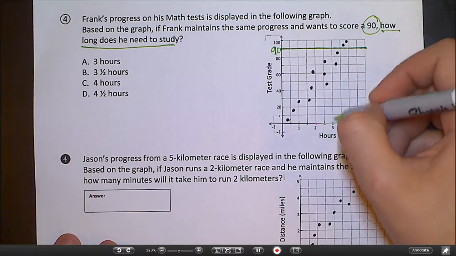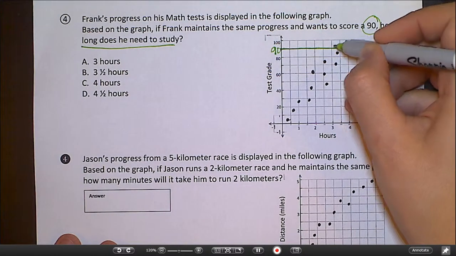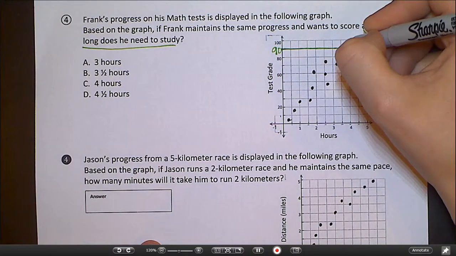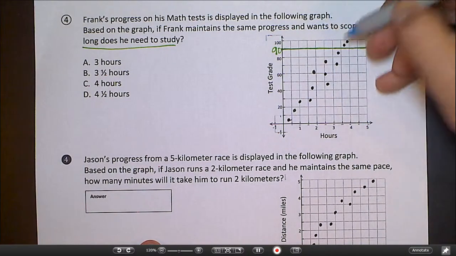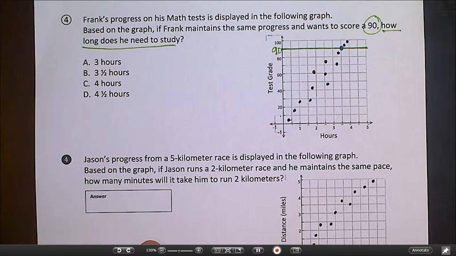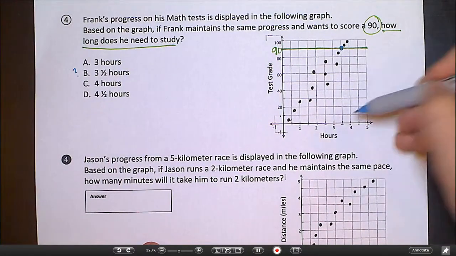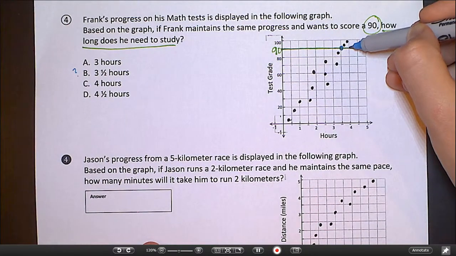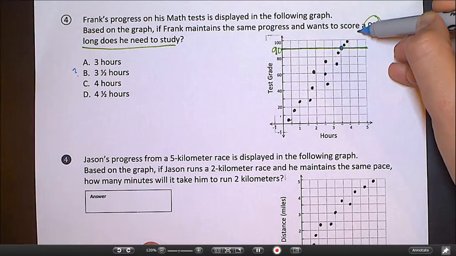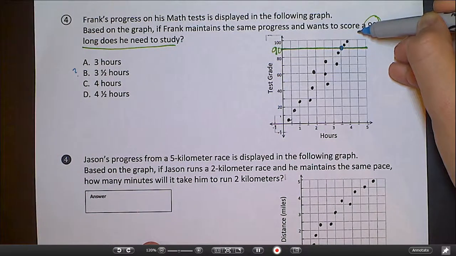Now at 3 hours, that would be right here. And that doesn't really seem to be where the dots are headed. 3.5 hours would be right here. Okay, that puts me right on the line. I'm blocking that a little bit. That puts me right on this line. So if I put a dot right there, that would go along with my linear relationship. So that might be it, maybe. 4 hours would be right here. That's a little beyond. And then 4.5 hours would be way over here.